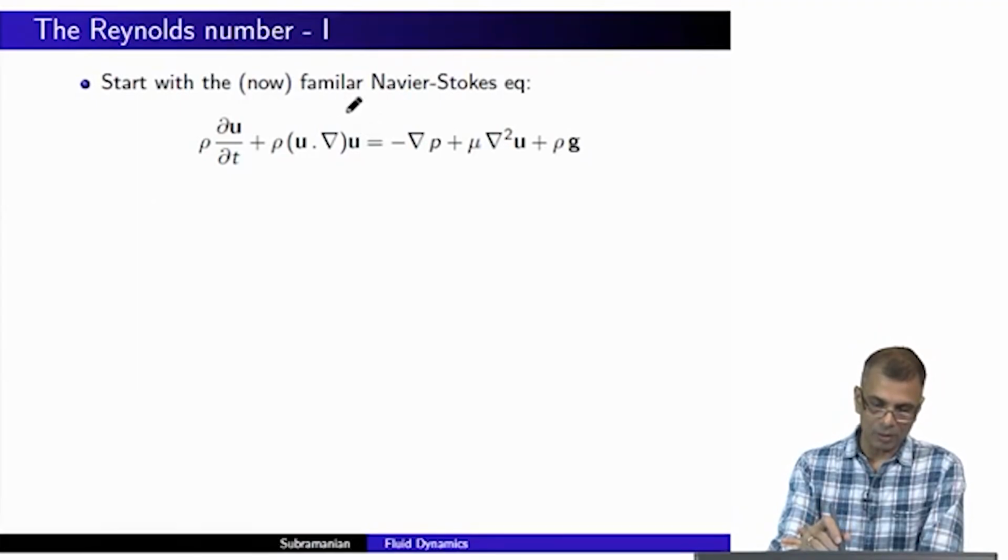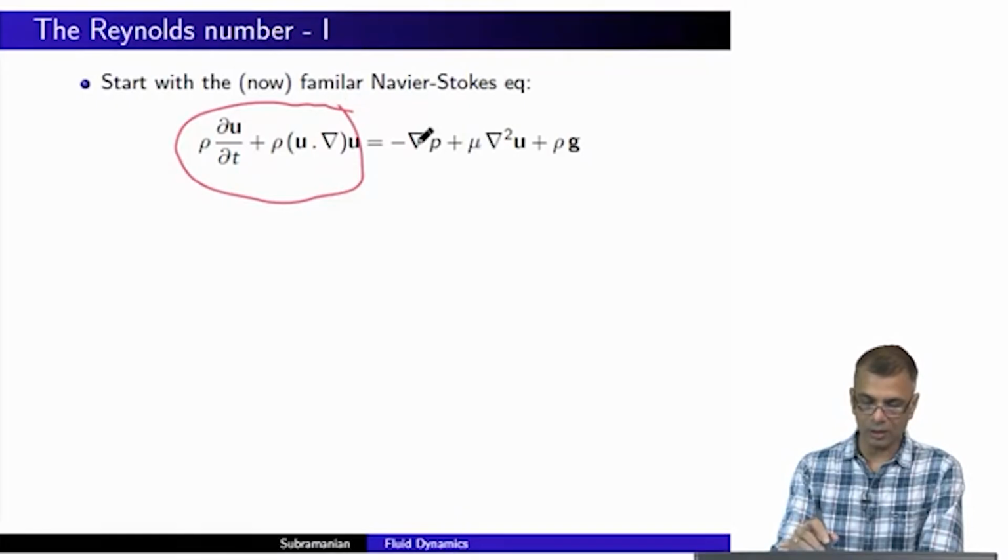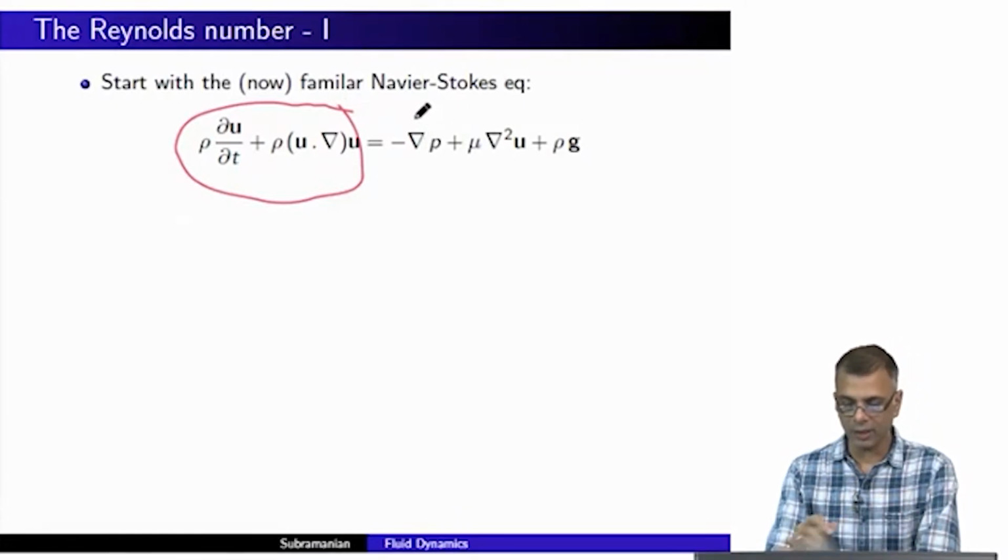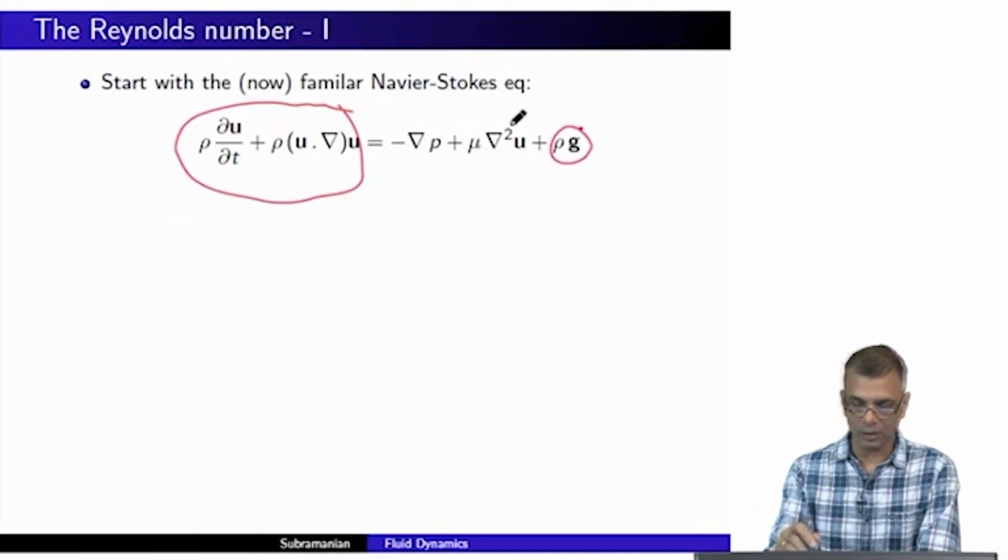Now remember this entire thing. This is essentially ma, and these are the different components of F. This is the F due to the pressure gradient. This is the F due to body forces. And this is essentially the viscous term.